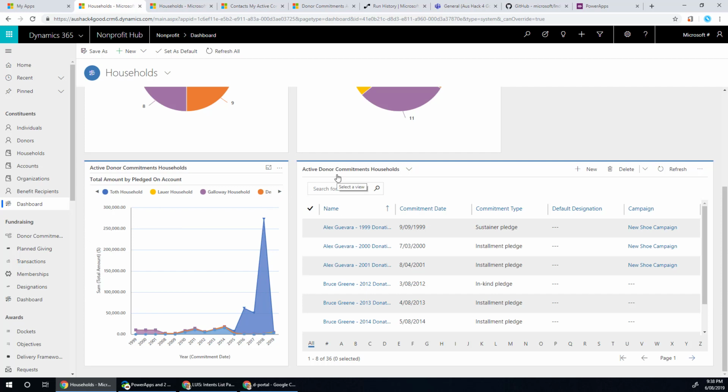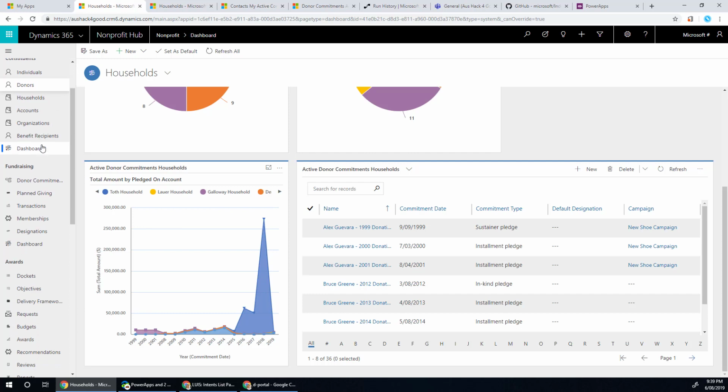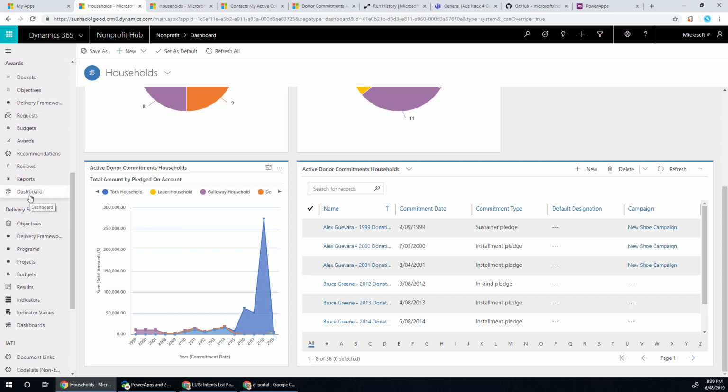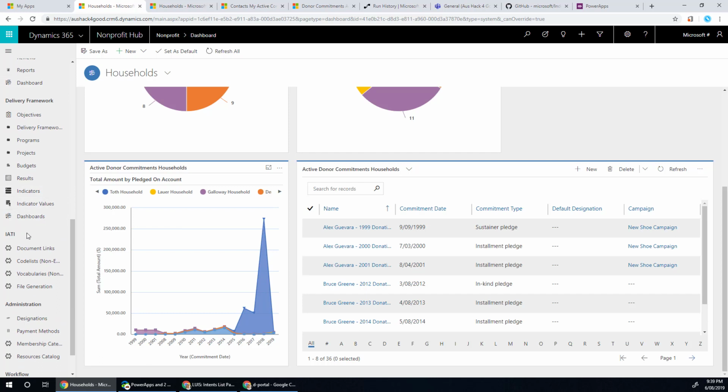But if I was to look on the left-hand side, you'll see a lot of components that are a part of the nonprofit starter pack. The nonprofit starter pack covers the end-to-end donor and funding cycle that nonprofits face. So you start off with raising funds, managing constituents, having awards and grants, and then delivery framework around creating that impact. And then we'll talk about the International Aid Transparency Initiative as well.